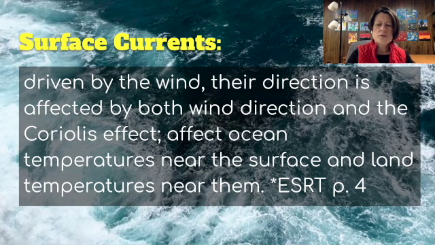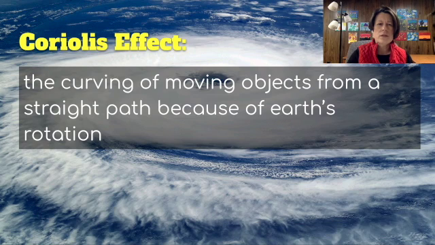And I also want you to go ahead and get out your earth science reference tables on page 4 because I want you to take a look at the Coriolis effect. This is the curving of moving objects from a straight path because of the Earth's rotation. And what you'll notice in your earth science reference tables is that in the northern hemisphere, the currents go clockwise, for the most part. And in the southern hemisphere, they go counterclockwise. This is due to the Coriolis effect.